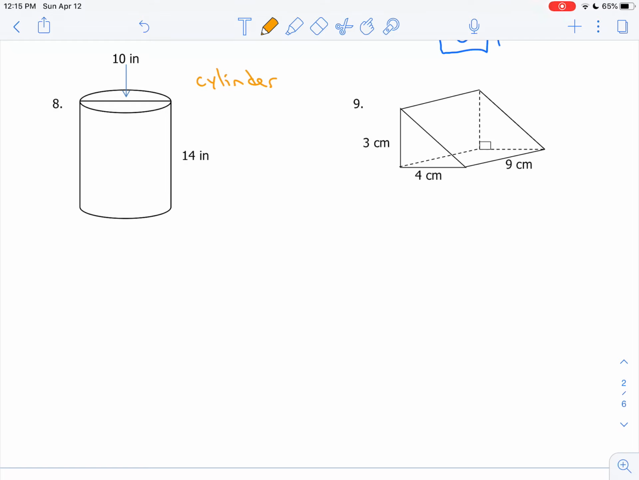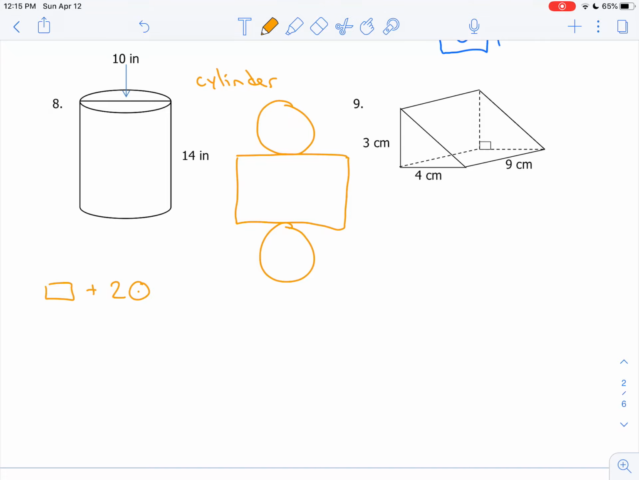So we know that we can open up the curvy part, right? If I open this up, that makes a rectangle, and then the cylinder has a circle on top and a circle on the bottom. So if I want to find my area, it is a rectangle plus 2 circles.